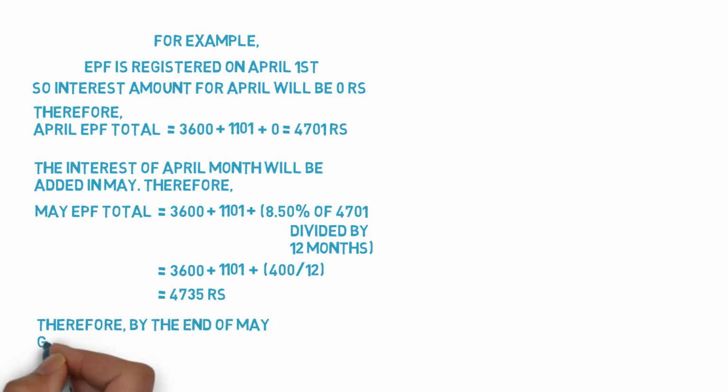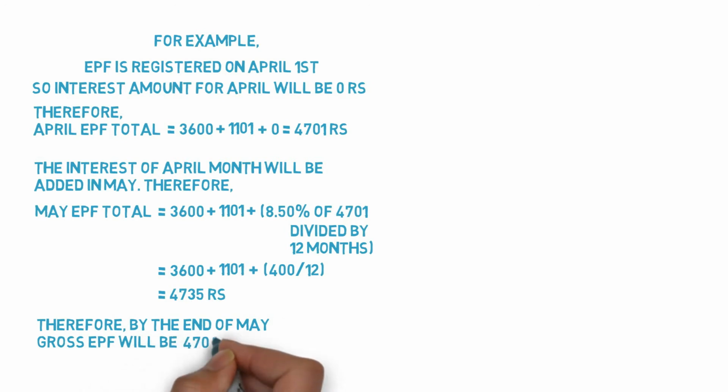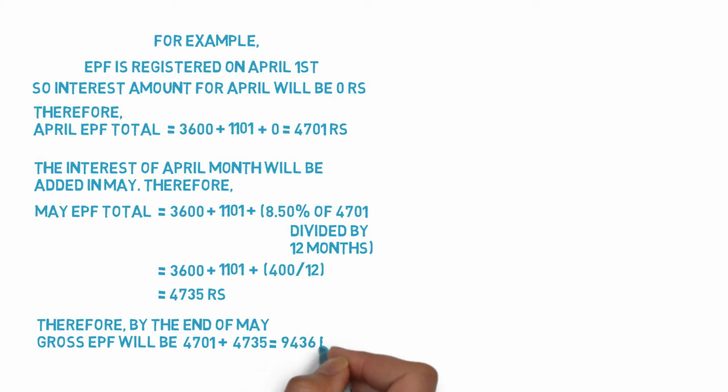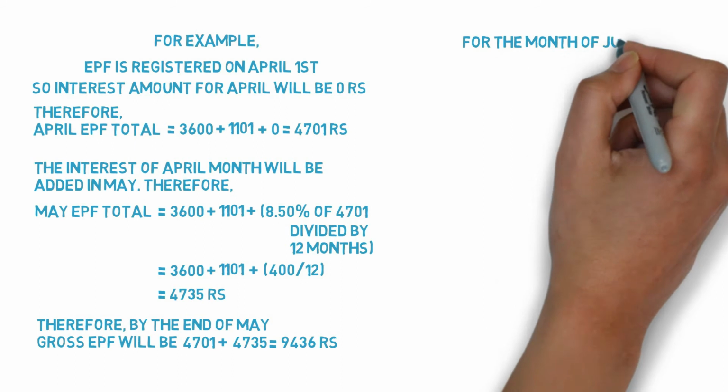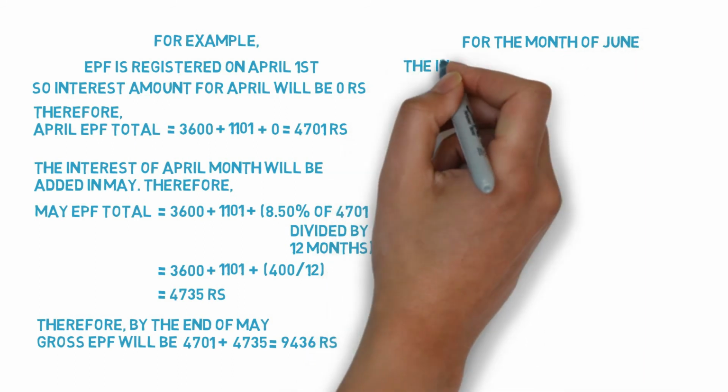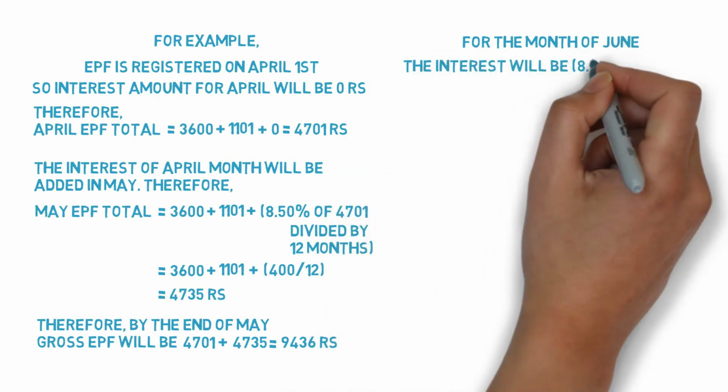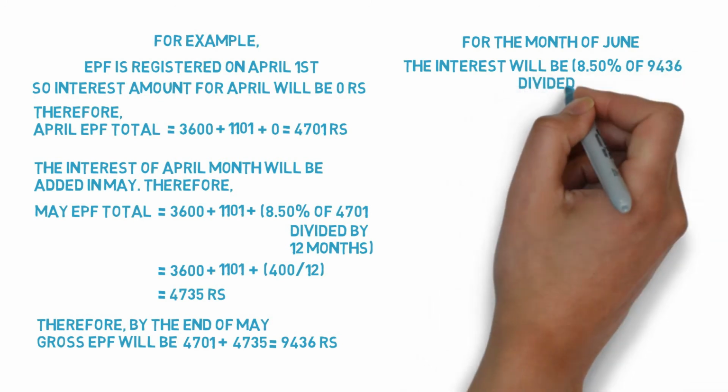Therefore, by the end of May, EPF will be 4,701 plus 4,735, which equals 9,436 rupees. So for the month of June, the interest will be 8.5% of 9,436 rupees divided by 12 months.